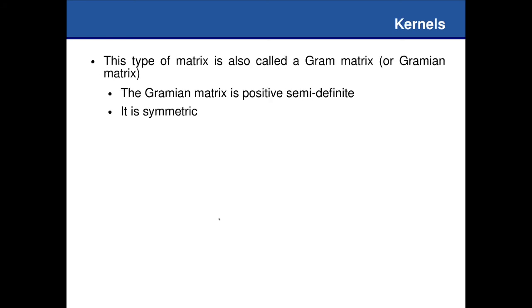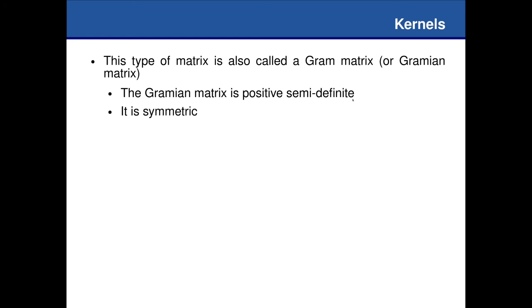In our case, it is symmetric, so it doesn't matter. There is a plus. This type of matrix is also called a Gram matrix. What is a Gram matrix? A Gramian matrix is a positive semi-definite matrix. It is a matrix that is symmetric and positive semi-definite.